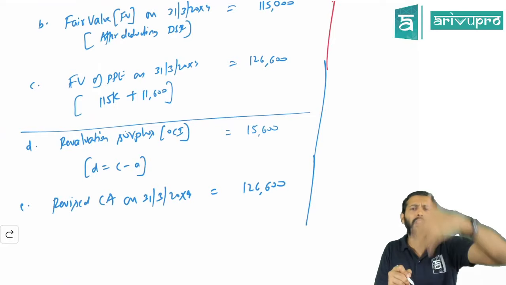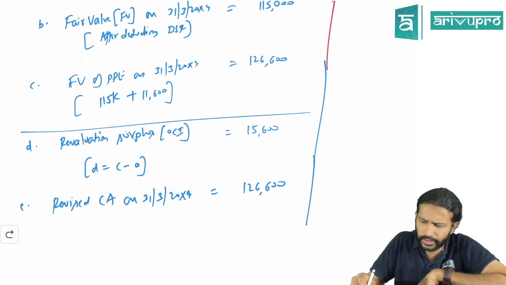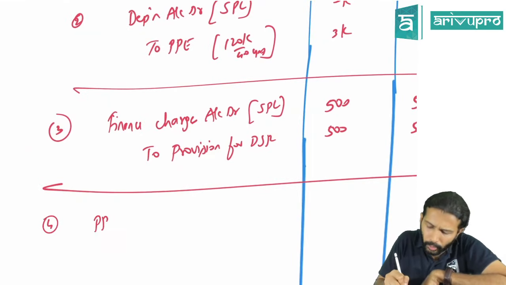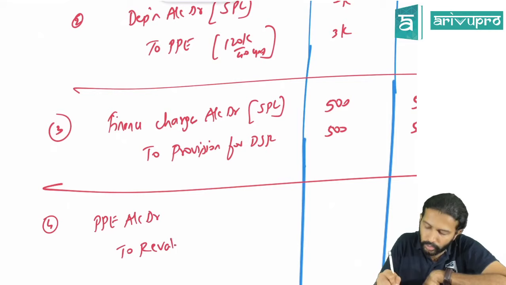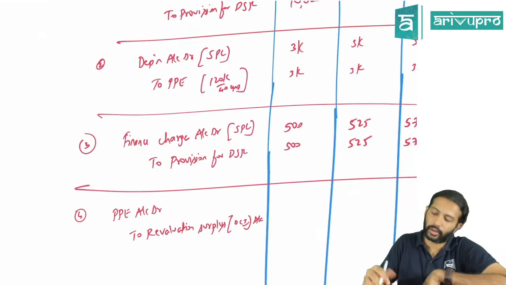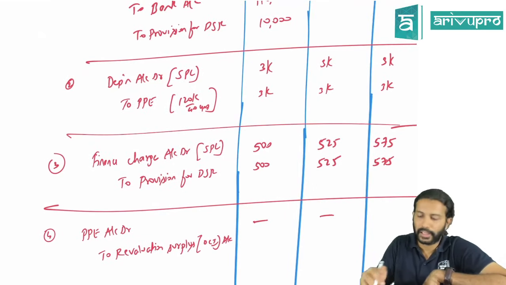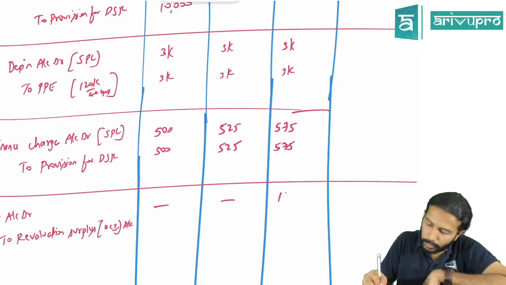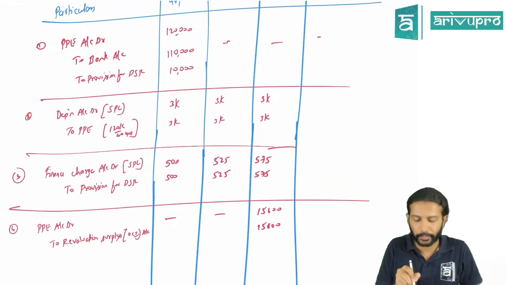Due to revaluation gain, you need to increase the cost of the asset, right? PPE balance will increase. That means the journal entry will be property, plant and equipment account debit. That revaluation gain will go to revaluation surplus and it will be shown in OCI. Which year did the gain come? At the end of third year. How much is the gain? 15,600. So you'll pass this journal entry for 15,600 rupees. This is the funda.